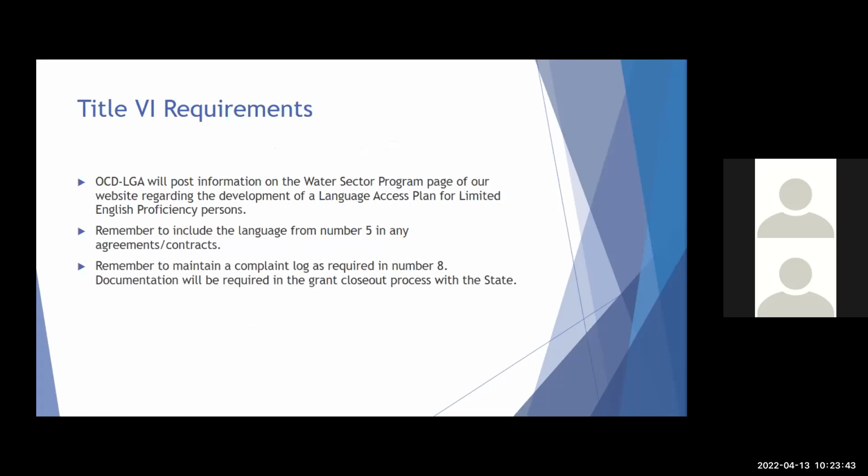I just wanted to remind you to make sure that you include the language in number 5 in any agreements or contracts. And remember that you need to maintain a complaint log as required in number 8, and documentation will be required in the grant closeout process with the state. When you manage a program, sometimes you are required to document that you do not receive things. So I would encourage you to start a file now with your Title VI requirements, and keep a log in there so that if anyone came to look at that or they asked you, you could show that you had not received any complaints.